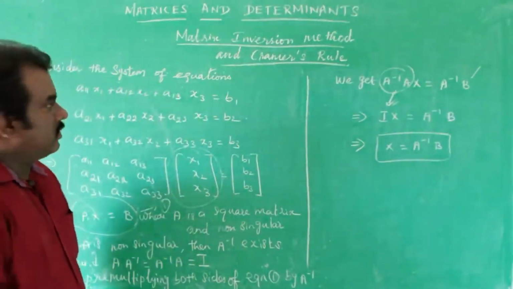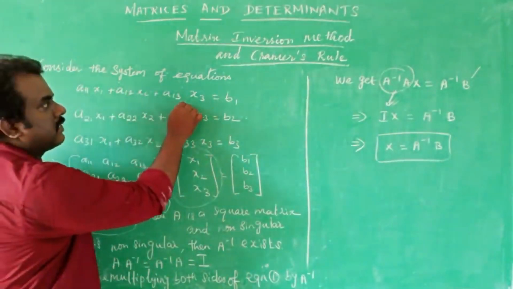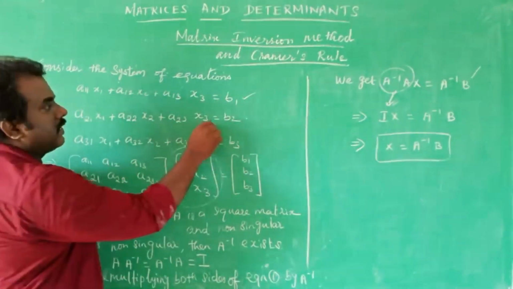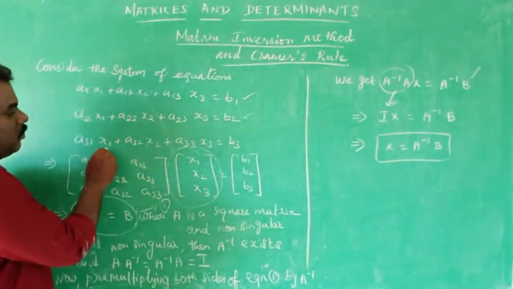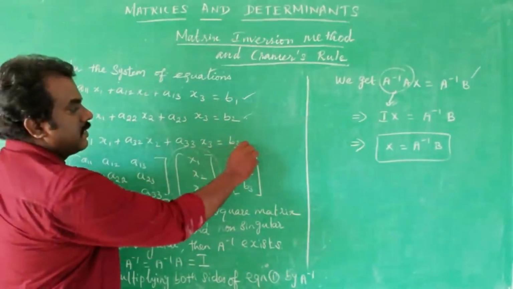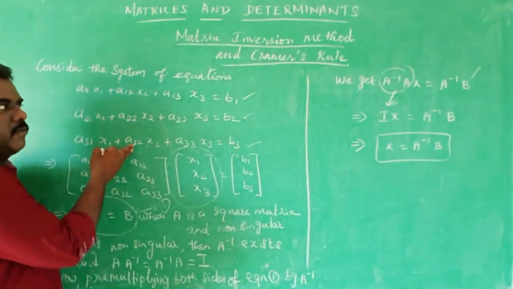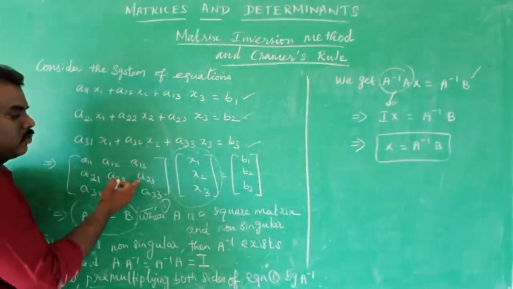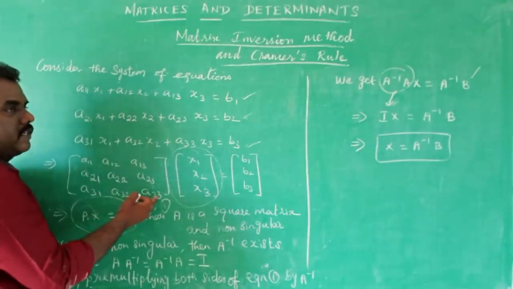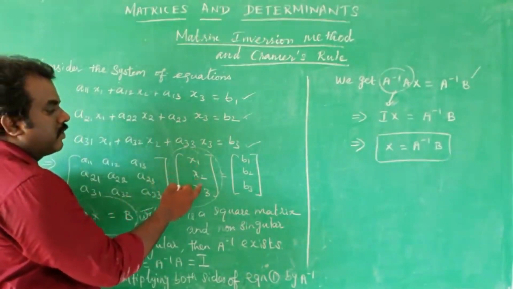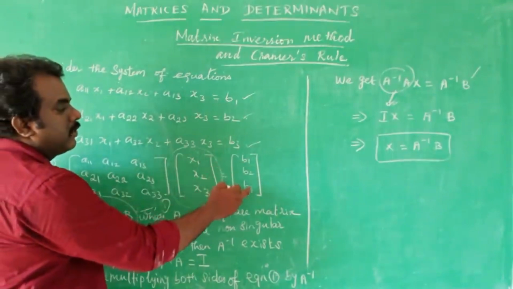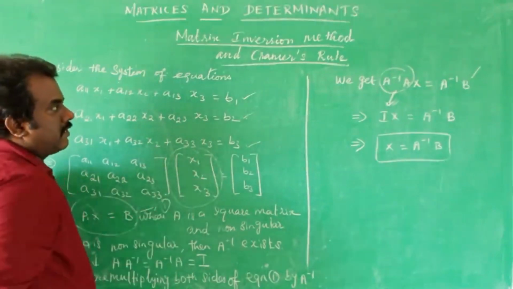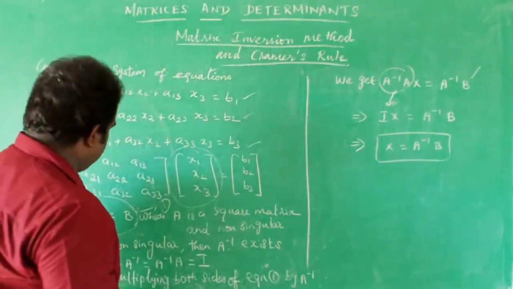Consider the system of equations a11x1 plus a12x2 plus a13x3 is equal to b1, a21x1 plus a22x2 plus a23x3 is equal to b2, a31x1 plus a32x2 plus a33x3 is equal to b3. The above system can be written in the matrix form of a11, a12, a13, a21, a22, a23, a31, a32, a33 multiplied with the column matrix x1, x2, x3 is equal to b1, b2, b3. These three elements are our unknowns. We are going to find these values while solving the system of linear equations.